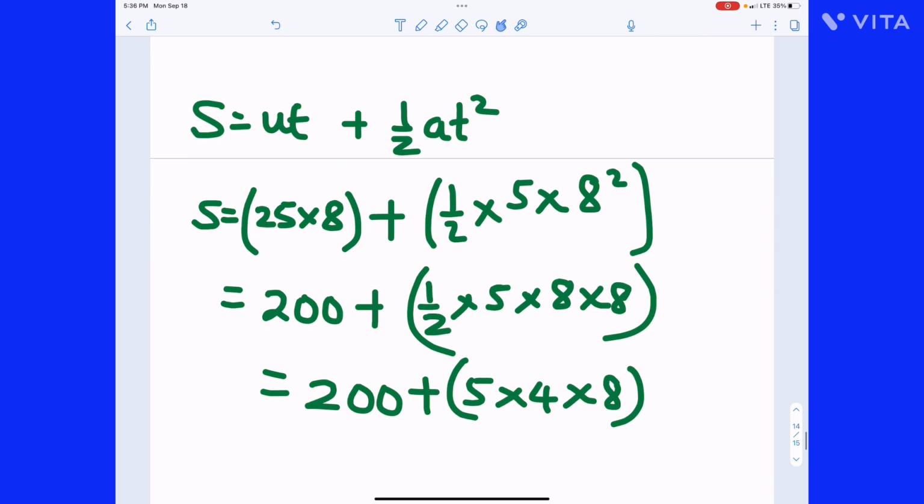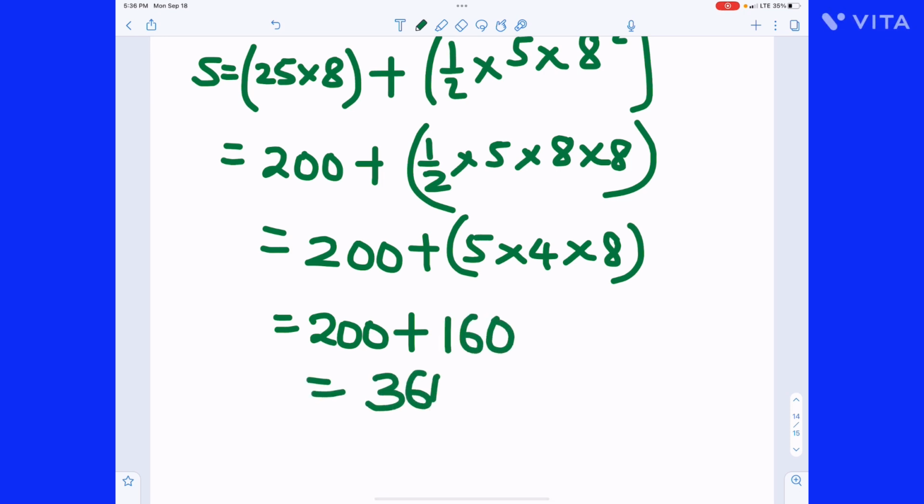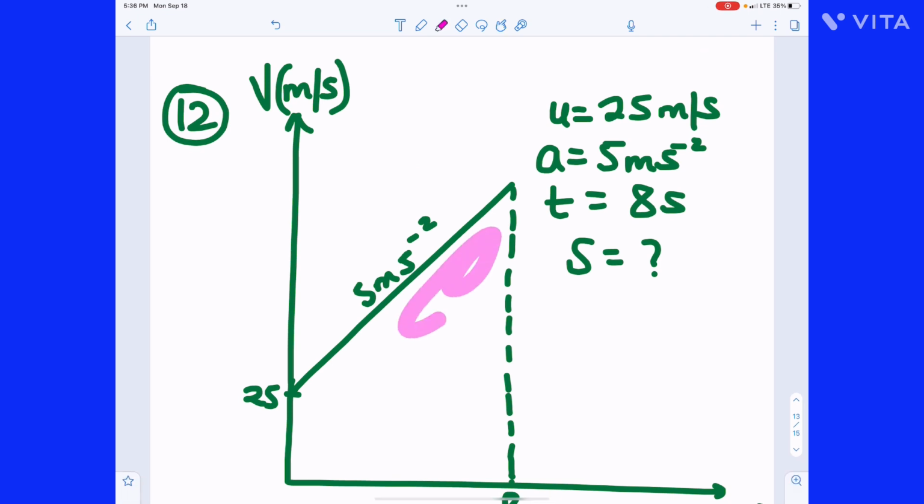So that's what. Don't ask me how I got 5 times 4 times 8. I actually did 2 into 8, 2 into 4. So I have 5 times 4 times 8 left. I hope you can see that now, seniors. So 5 times 4 times 8 left. That's what? 200 plus 5 times 4, 20 times 8, 160. 200 plus 160, 360 meters. The distance traveled is 360 meters in this period.